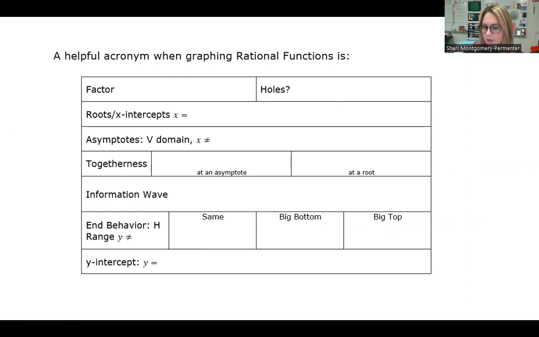A helpful acronym when you are graphing rational functions is RATE. Roots, asymptotes, togetherness, and behavior, and y-intercept. RATE.